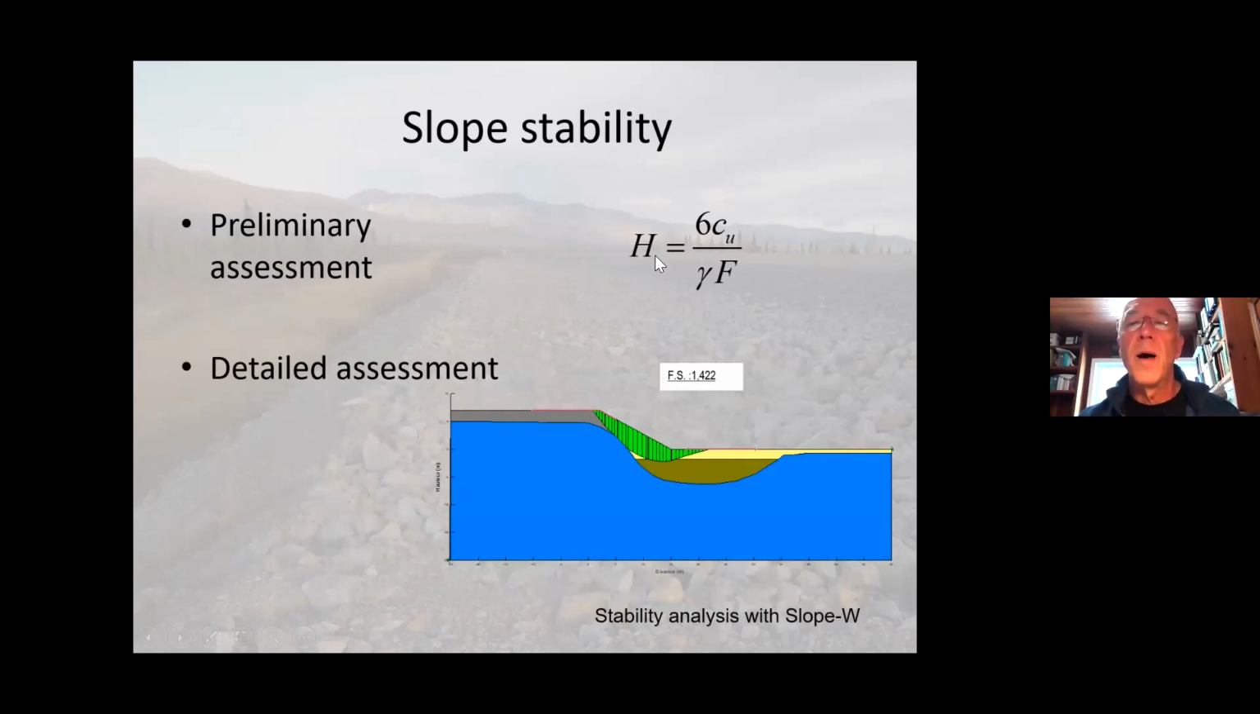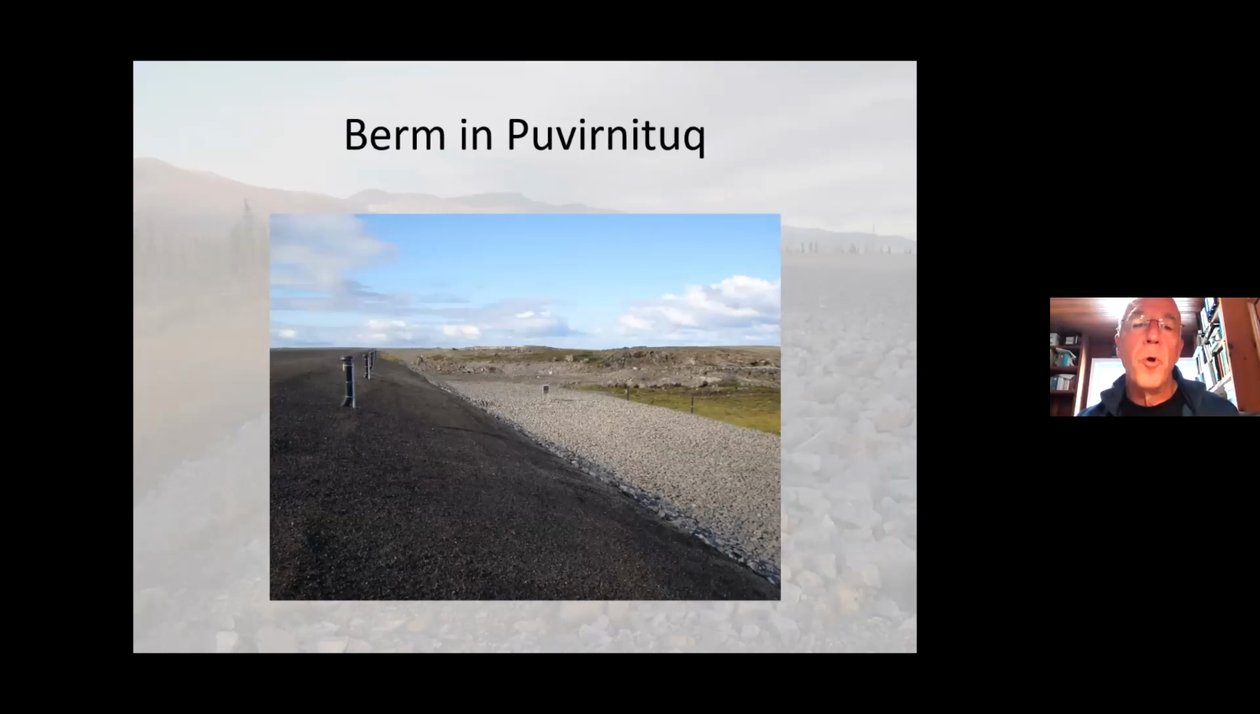If the height that you calculate based on shear strength of your soil is lower than the projected embankment, you need to do a detailed assessment using a software to calculate the factor of safety. That's an example here that analysis was done for the Povaniktuk airstrip embankment and led to the construction of a berm to avoid the risk of failure at the toe of the embankment.